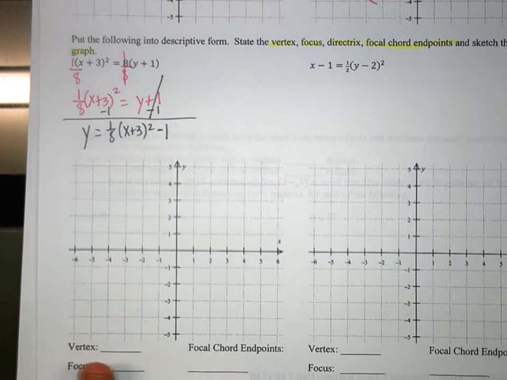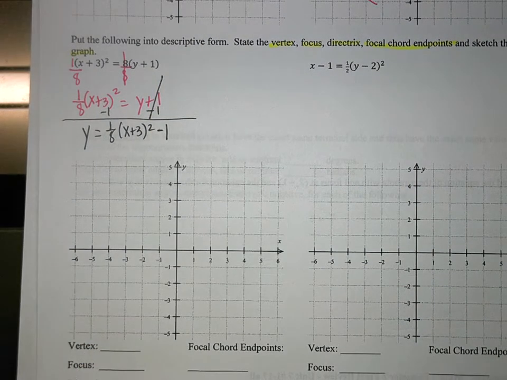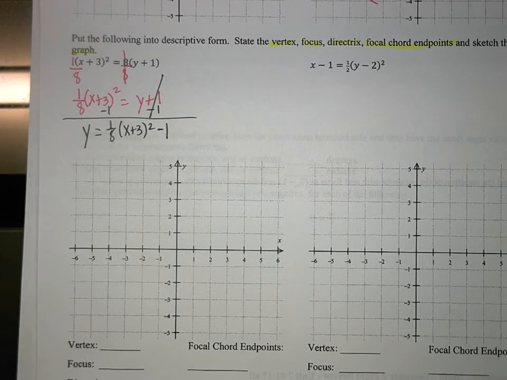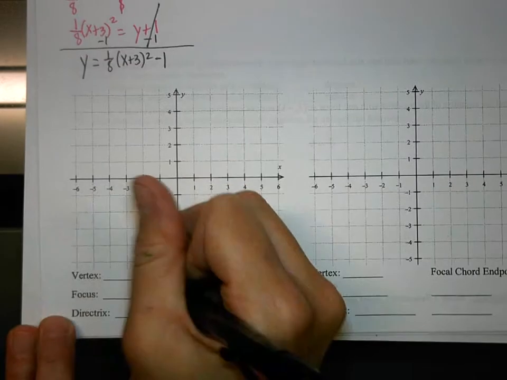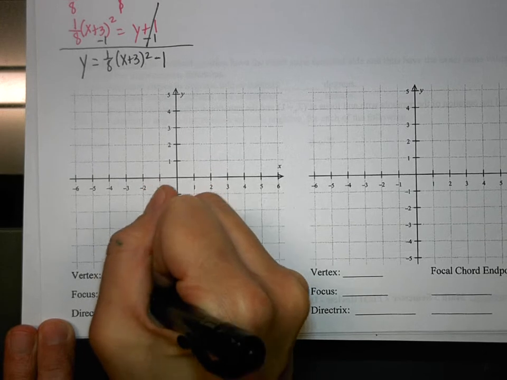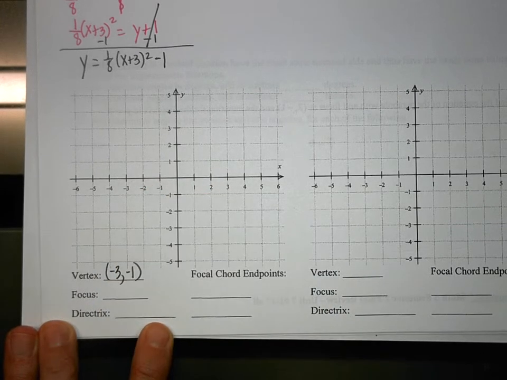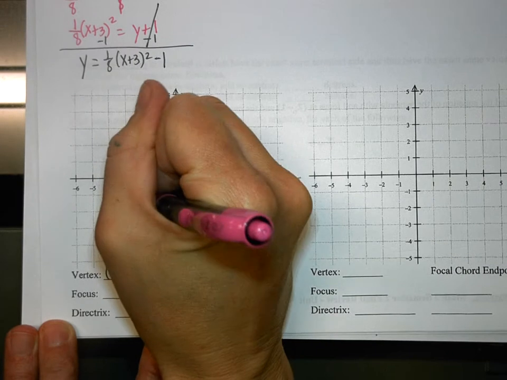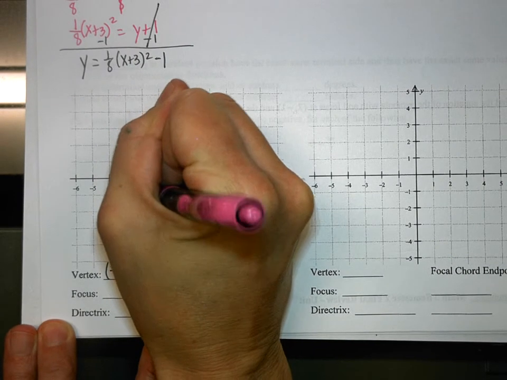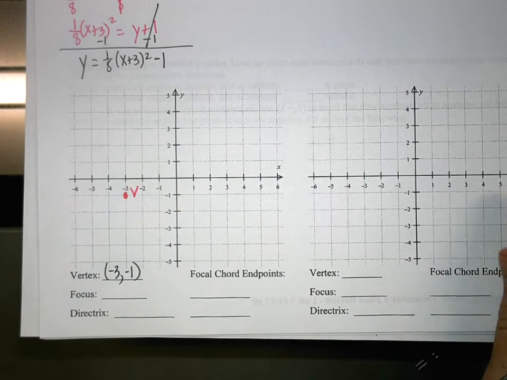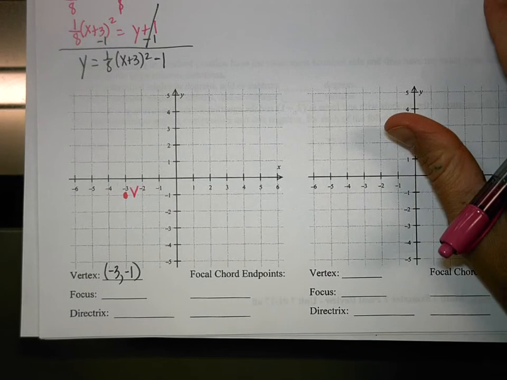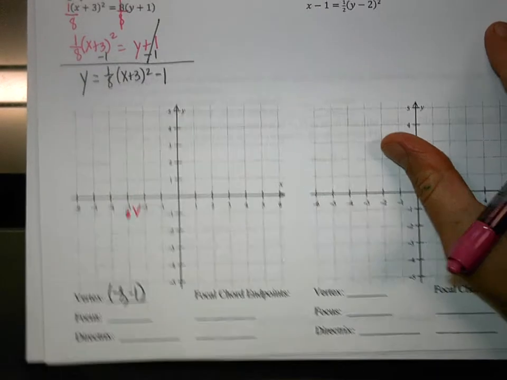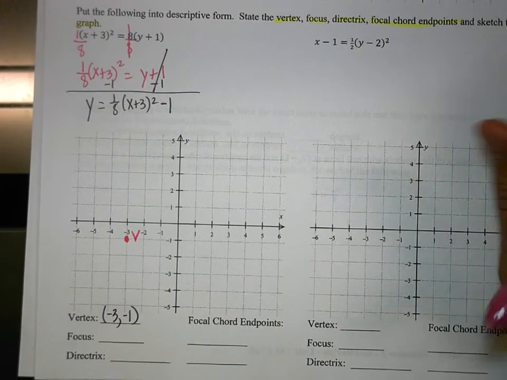Good. So our equation is now in descriptive form. Based on that information, we know our vertex. What is our vertex? Very good. Negative 3, negative 1. So let's go to our graph and let's go ahead and plot that. Negative 3, negative 1. Make our point and mark it V for vertex. What will be my next step?